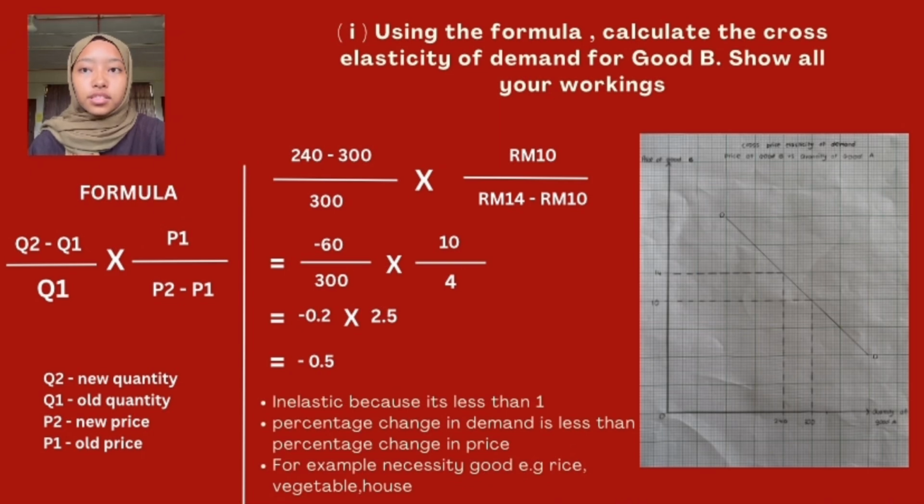Question 1: the formula is Q2 minus Q1 over Q1 times P1 over P2 minus P1. Q2 is new quantity, Q1 is old quantity, P1 is old price, P2 is new price. So 240 minus 300 over 300 times 10 ringgit over 14 ringgit minus 10 ringgit equals negative 60 over 300 times 10 over 4 equals negative 0.2 times 2.5, and the final answer is negative 0.5.